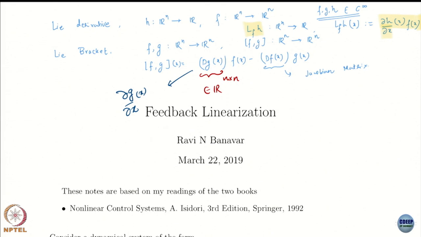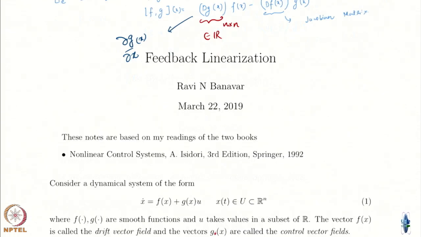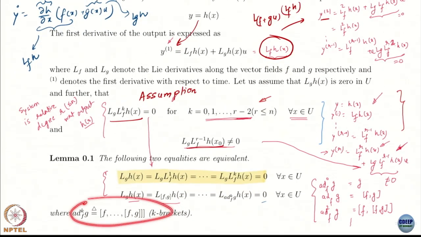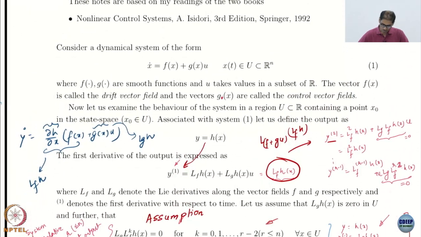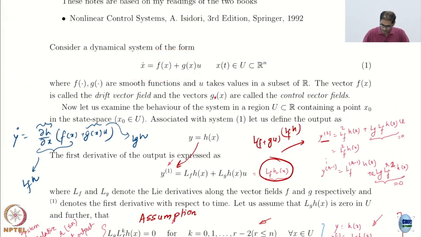All right. So the only two real notations, and then of course extended versions of these, there is the Lie derivative, which is basically the directional derivative of a scalar valued function along a vector field. And then there was the Lie bracket, which takes two vector fields and gives you a sort of skew symmetric operation, like dg f minus df g. And then there was the ad notation, which is just a different way of writing iterated Lie brackets.